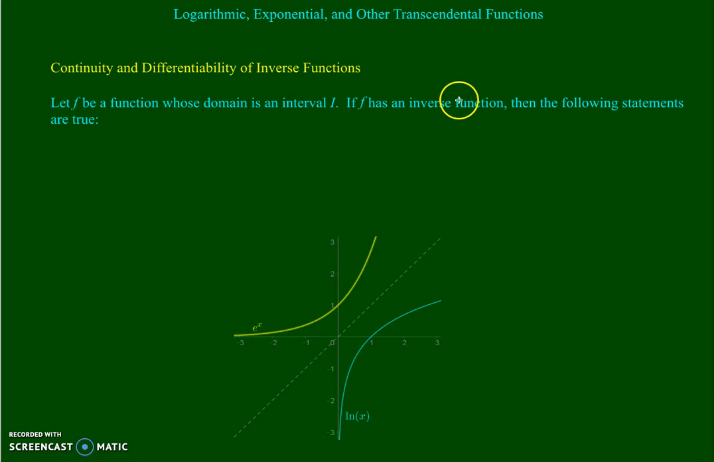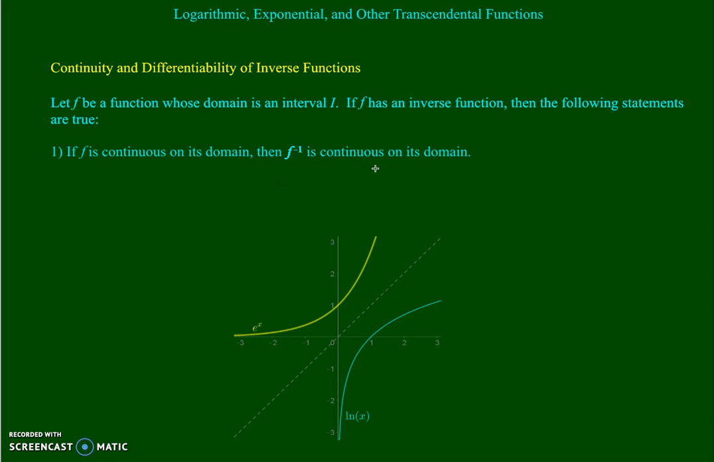So if this statement is true, then the following three statements are also going to be true. The first statement says if f is continuous on its domain, then the inverse function is going to be continuous on its domain. And you can see in this domain of natural log from 0 to infinity, the natural log function is continuous, and e to the x is continuous on its domain, which is negative infinity to infinity. So that first statement has to be true.